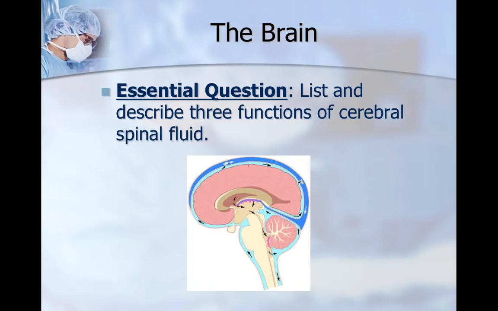Well, hello everybody. Today we're going to be discussing the brain. So get out your notebook and write this down on the input side of your notebook. Your essential question for today's notes is for you to list and describe 3 functions of cerebral spinal fluid. And here you can see a picture of the flow of cerebral spinal fluid as it goes around your brain and spinal cord.